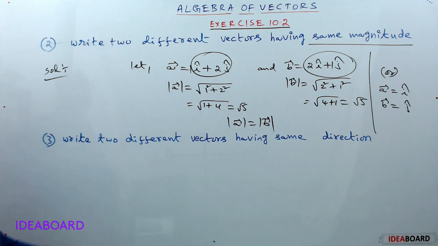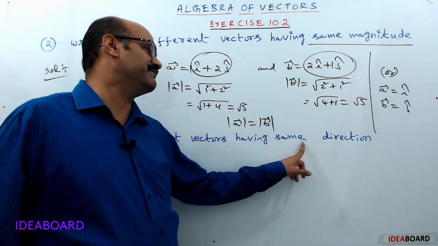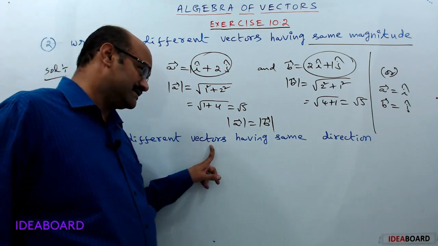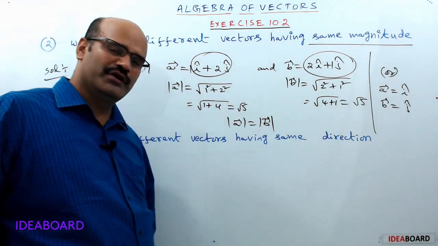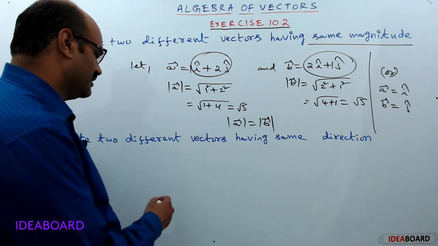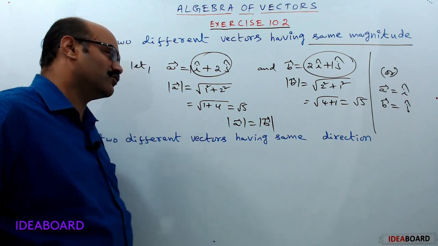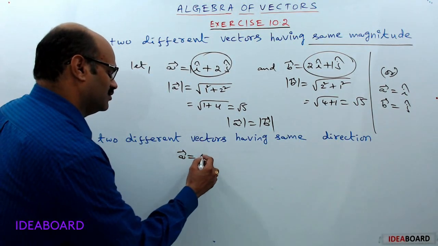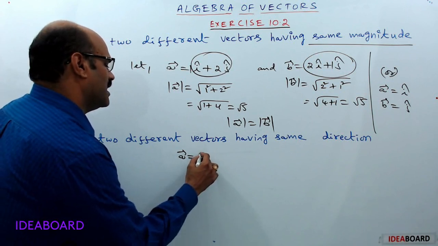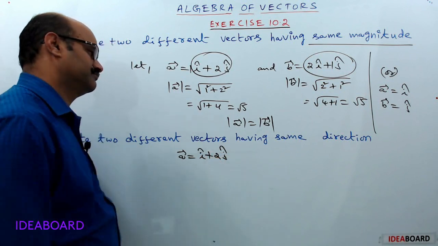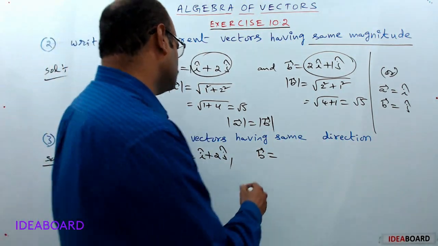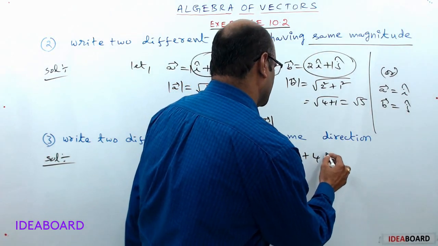Mod A vector equal to 1, mod B vector equal to 1. Next problem. Write two different vectors having same direction. We have to take two different vectors which have same direction. We know that two vectors A and B are collinear. If you take A vector equal to i cap plus 2j cap, B vector equal to 2i cap plus 4j cap.